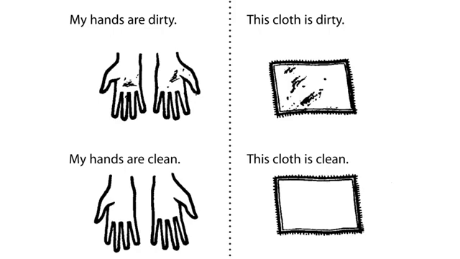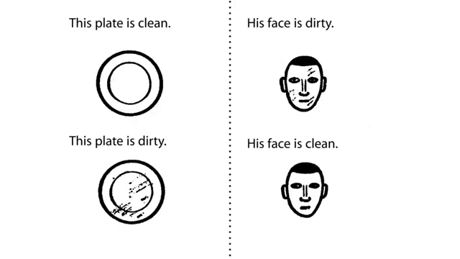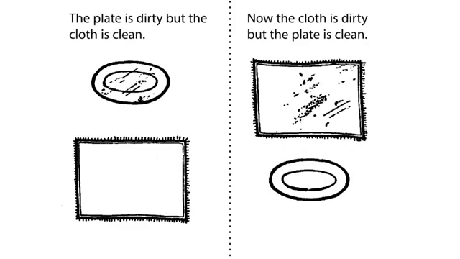My hands are dirty. My hands are clean. This cloth is dirty. This cloth is clean. This plate is clean. This plate is dirty. His face is dirty. His face is clean. The plate is dirty, but the cloth is clean. Now the cloth is dirty, but the plate is clean.